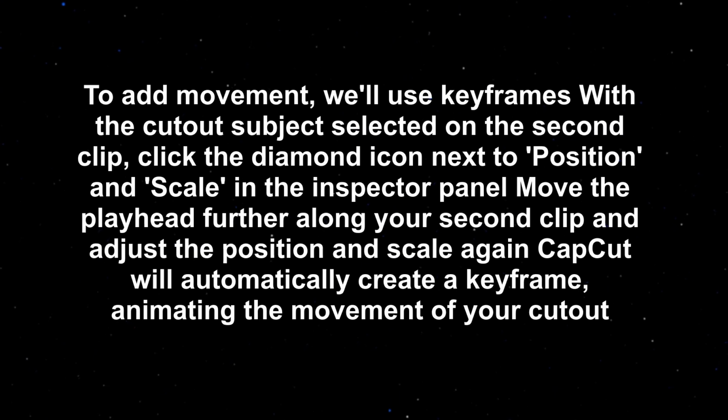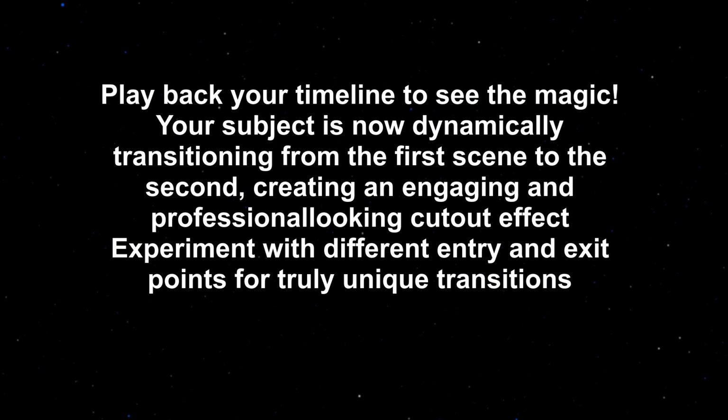To add movement, we'll use keyframes with the cutout subject selected on the second clip. Click the diamond icon next to Position and Scale in the Inspector panel. Move the playhead further along your second clip and adjust the position and scale again. CapCut will automatically create a keyframe, animating the movement of your cutout. Play back your timeline to see the magic.